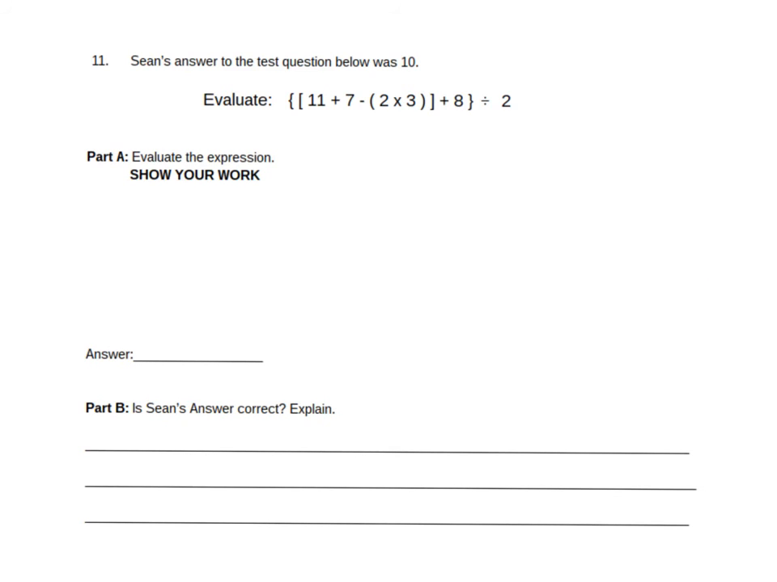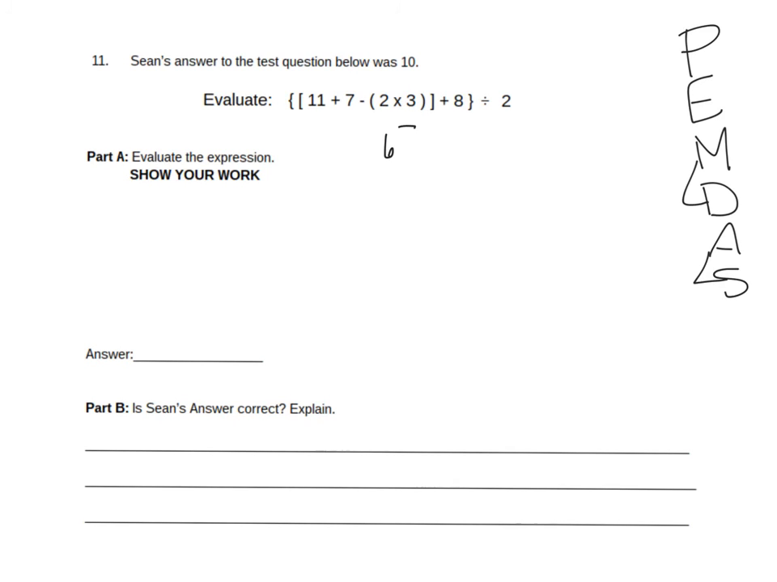Sean's answer to the test question below was 10. We need to evaluate or solve this expression, and then we're going to explain if Sean's answer was correct. So let's solve and see if he's correct. We're going to follow the rules of PEMDAS, or parentheses, exponents, multiply and divide, add and subtract. Okay, so first we look within parentheses. Okay, we've got lots of parentheses here. So we're going to look in these brackets. Then within there, do we see any parentheses? Yes, we see another brace. And then in there, do we see parentheses? Yes, so 2 times 3 is going to be first. 2 times 3 is 6.